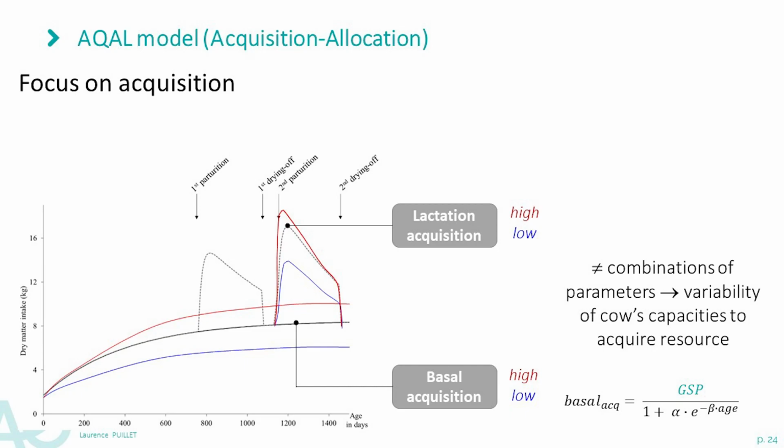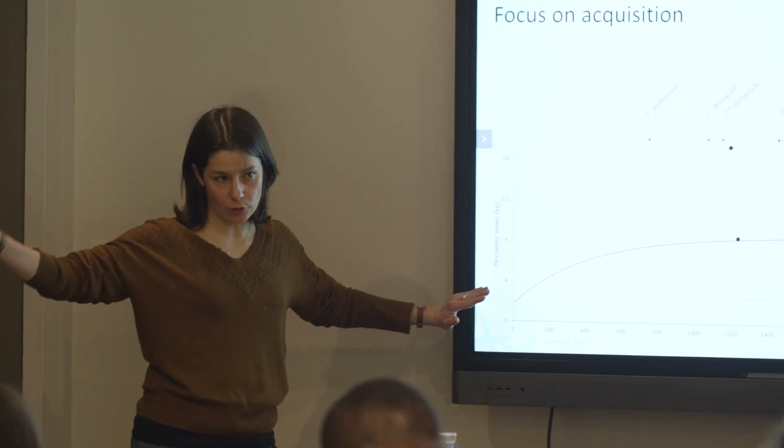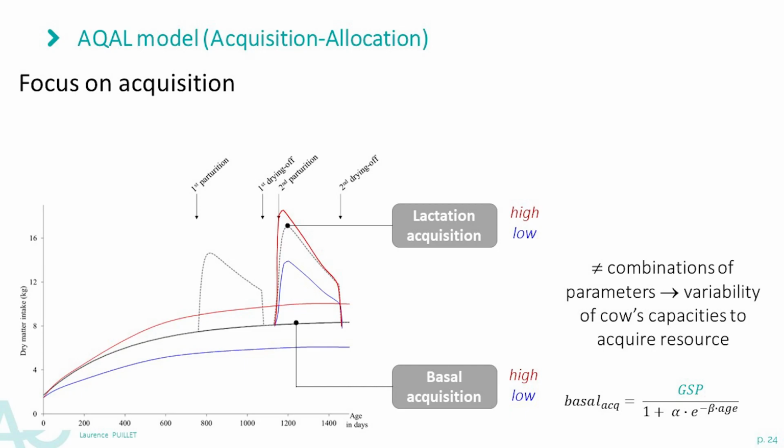But before allocation, we need to acquire a resource. So here it's an example of what we consider as dry matter intake. It's important for you to get this part because I said there are two components in acquisition. The first one is this one, the black line. This is basal acquisition. So it's basically the amount of food that a cow can eat without any reproduction. So it's like the non-reproducing animal. Then we consider in the model, that's an assumption, that the female is able to eat more during lactation.